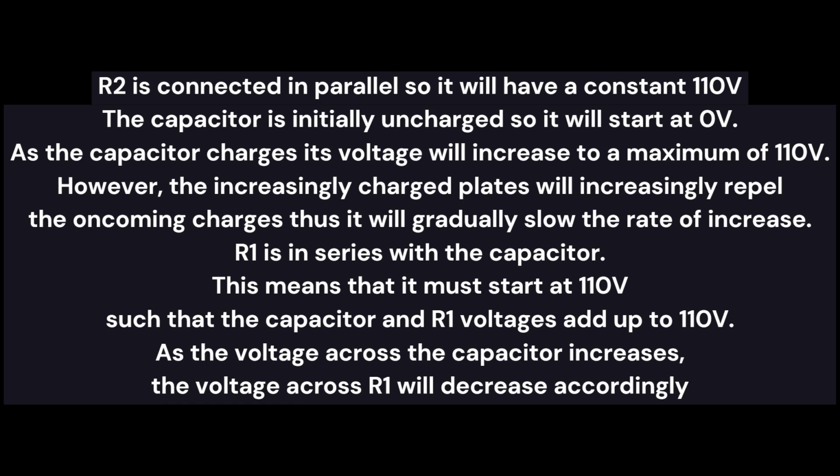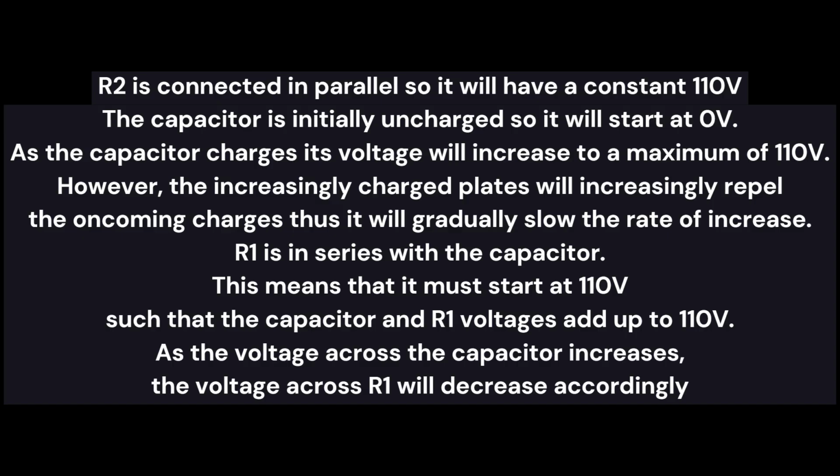R2 is connected in parallel, so it will have a constant 110 volts. The capacitor is initially uncharged, so it will start at 0 volts. As the capacitor charges, its voltage will increase to a maximum of 110 volts. However, the increasingly charged plates will increasingly repel the oncoming charges, thus it will gradually slow the rate of increase.